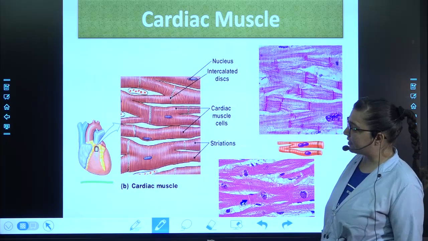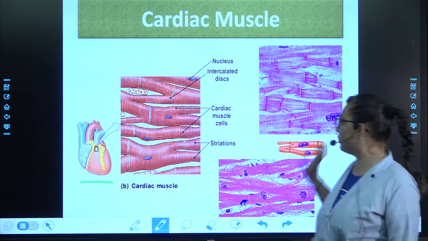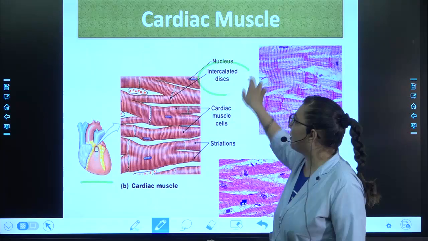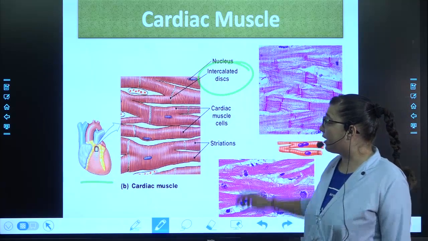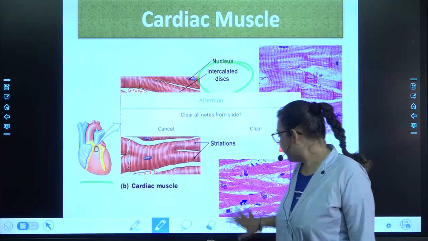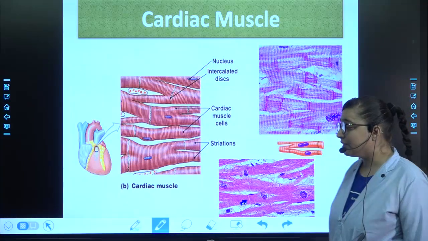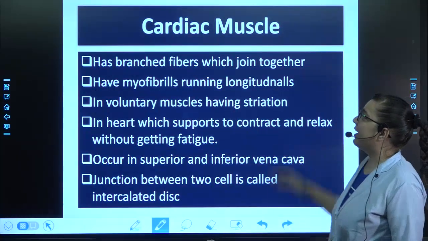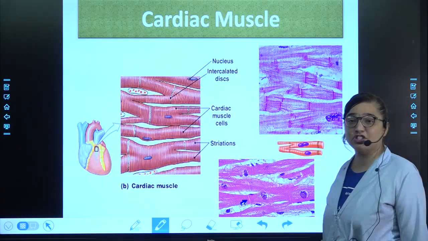Just have a look at it, and all the points which are going to come in the next slide, try to analyze them. Here you can see what is extra over here. There is an intercalated disc. Okay, keep this in mind, then all these points will be easily clear to you. It has many branches. Just have a look, many branches.